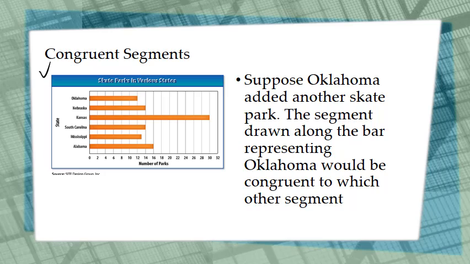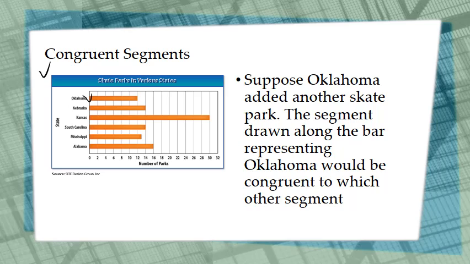On the vertical axis, we've got various states: Alabama, Mississippi, South Carolina, Kansas, Nebraska, Oklahoma. And on the horizontal axis, we have, in a scale of 2, the number of parks. This is representing the skate parks in various states. Here we are asked, suppose Oklahoma, which we've got right here on our bar graph, added another skate park. The segment drawn along the bar representing Oklahoma would be congruent to which other segment?